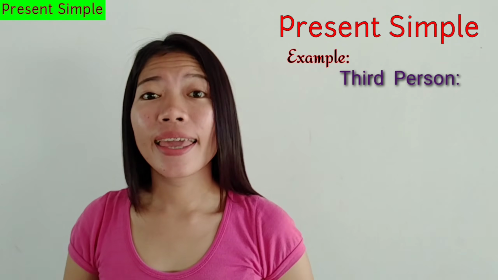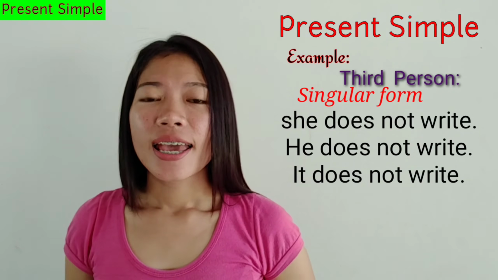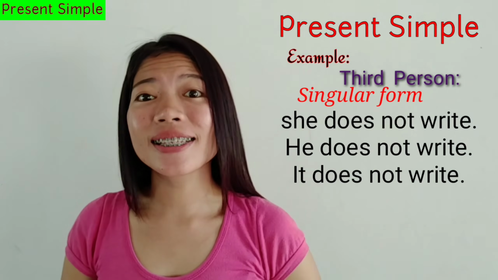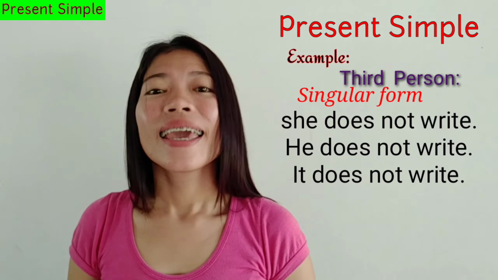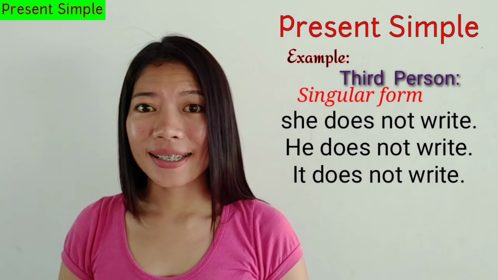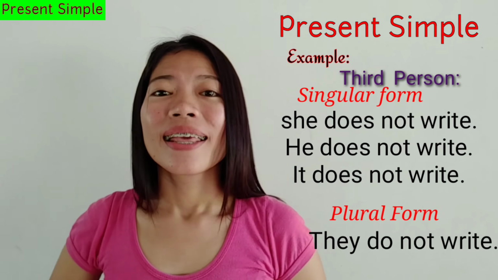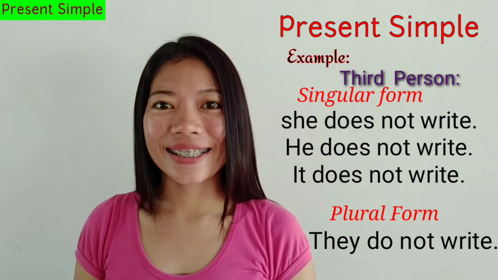Third person, he, she, it. In the singular form, she does not write. He does not write. It does not write. In the plural form, they do not write.